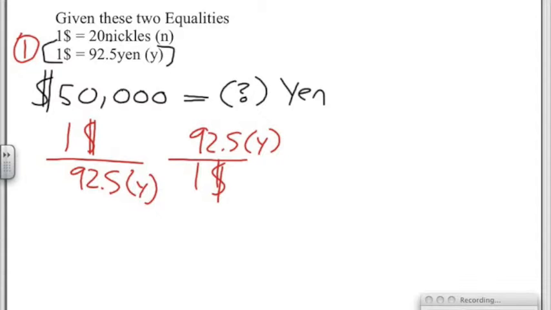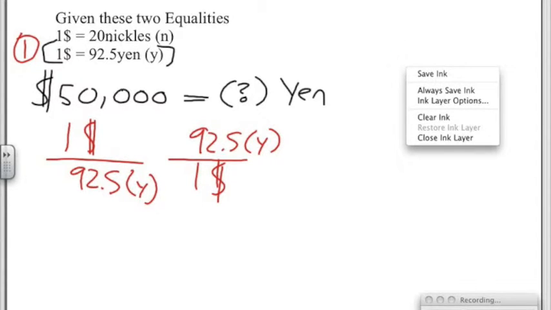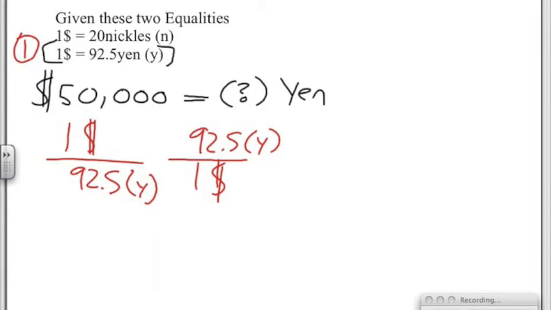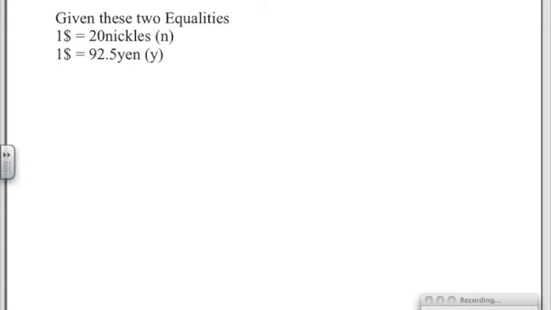Okay, hold on. All right. That's not working. Okay, so let's do that real quick. So we start with what we're given. Oh man. $50,000.